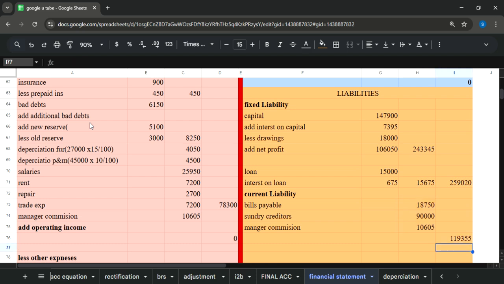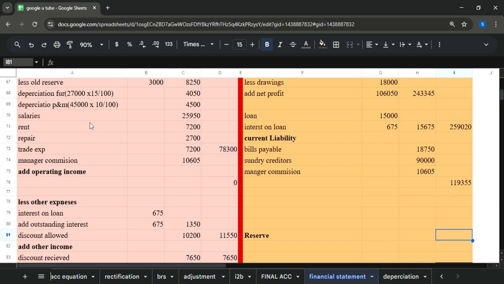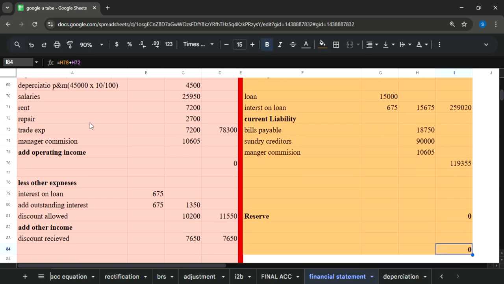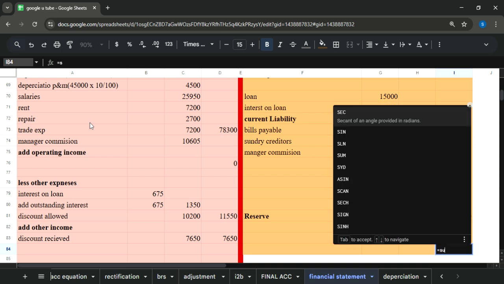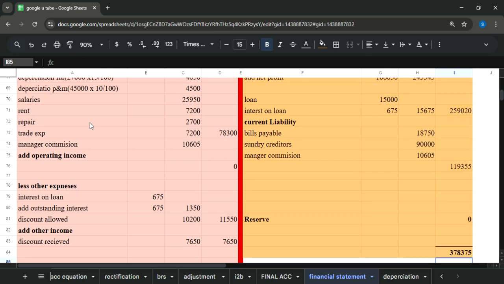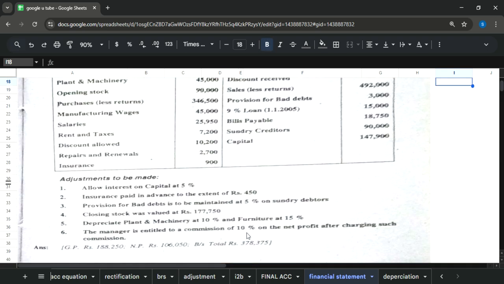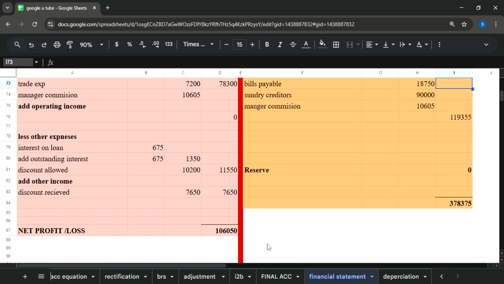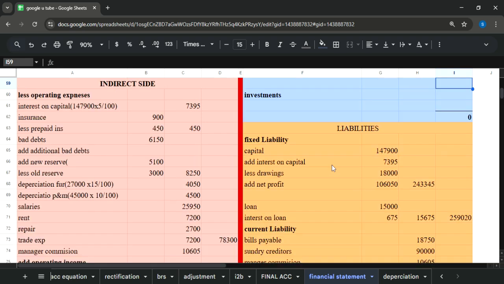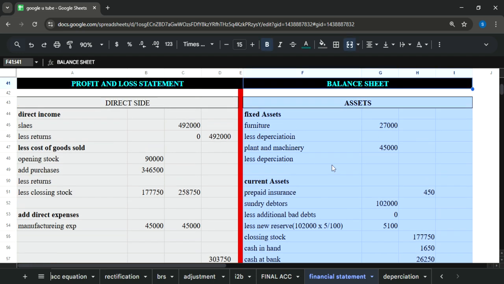So we have 119. No reserves are present, so you may write 0 over here. Finally, we are ready to calculate total amount of liabilities. So we are taking sum of these three: fixed liabilities, current liabilities, and reserve. And 378,375, and here you can see 378,375 is your amount of liability side. So 3 out of 4 parts are completed. We will now focus upon our asset side.